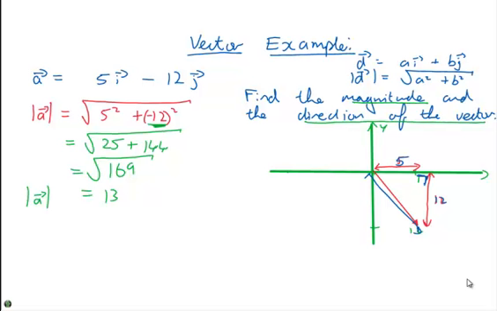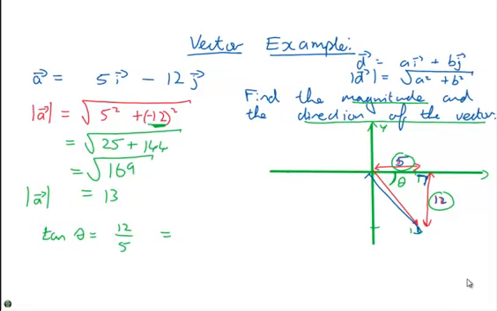The next thing we have to do is to find the angle. Again, we can use that angle there. If we know theta, the tan of theta is equal to the opposite over the adjacent. In this case, the opposite is 12 and the adjacent is 5. The opposite is there, the adjacent is there.